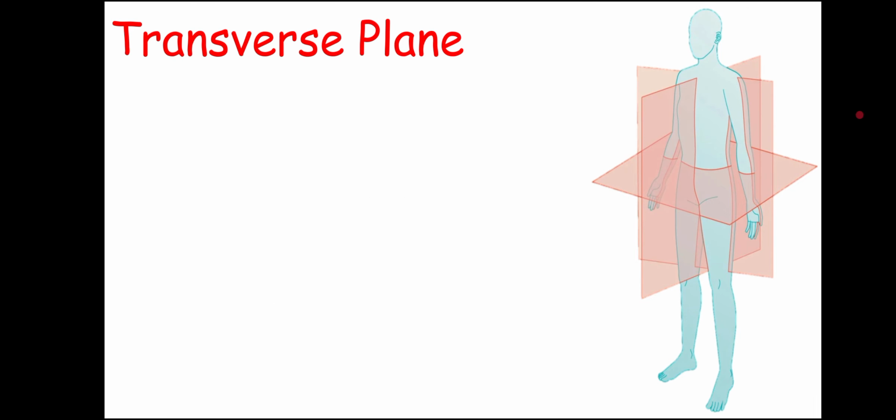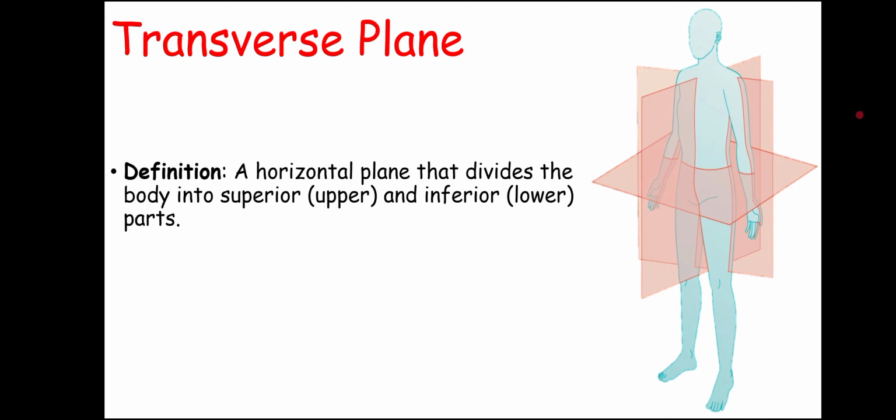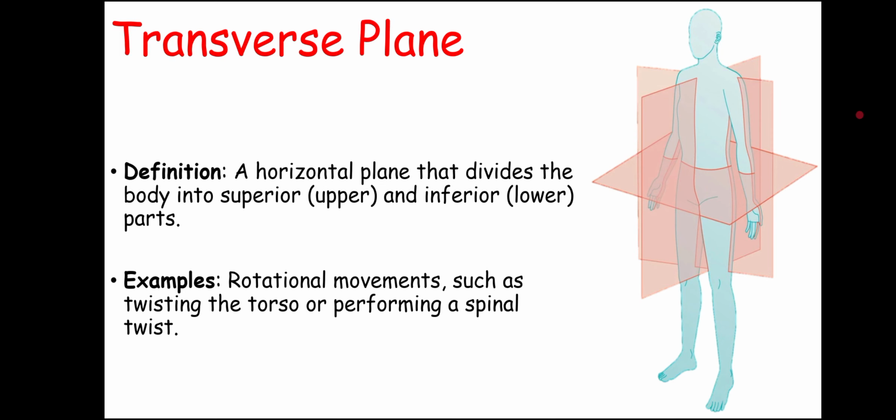Now let's talk about the next important anatomical plane, that is the transverse plane. It can be defined as a horizontal plane that divides the body into superior and inferior halves, or upper and lower parts. Its movement examples are rotational movements such as twisting the torso or performing a spinal twist, which are transverse plane movements.